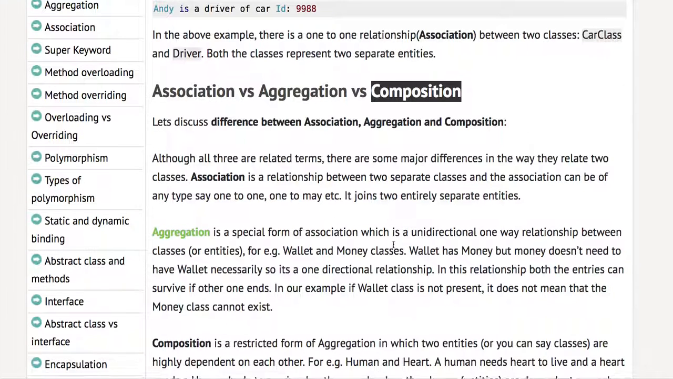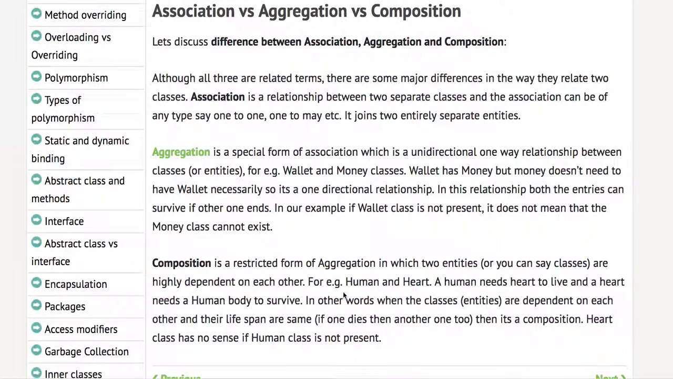Right. So one example would be right over here. We have a human class and a heart class. A heart cannot exist without a human. So if we make a human object, as one of its instance variables, we need to make a heart object to be one of its instance variables, right? Instance fields. So that's composition. But heart cannot exist without a human.